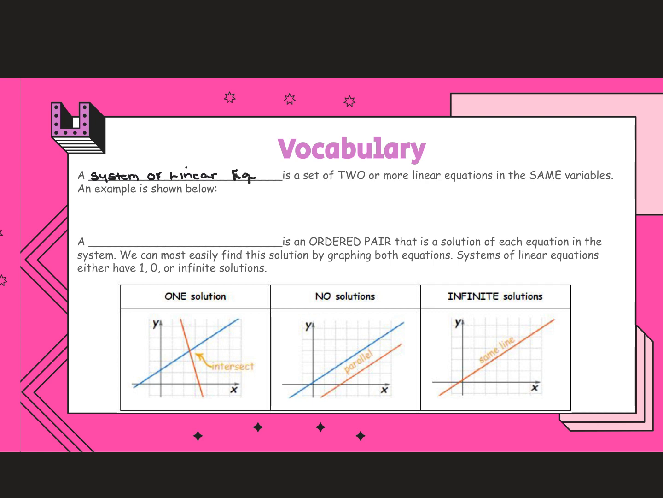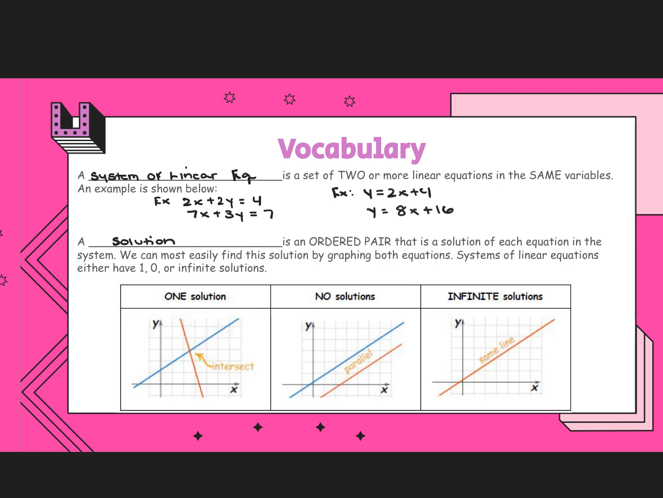I'm just going to put EQ for equations, is a set of two or more linear equations in the same variables. So for example, we have 2x plus 2y is equal to 4, and 7x plus 3y is equal to 7. Or we can use slope-intercept form, y equals 2x plus 4, y equals 8x plus 16. All right, so in Algebra 1, we only work with two equations, but of course a system could be two or more.